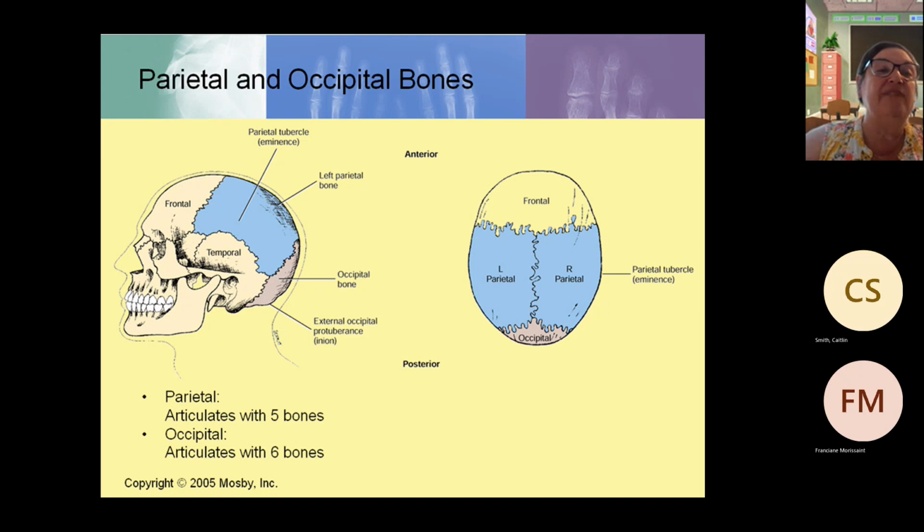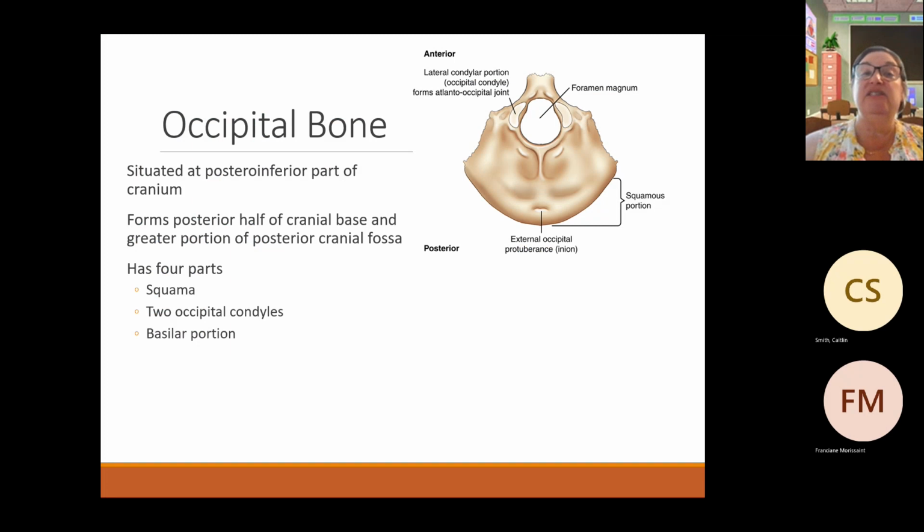And here we have an image of the parietal bones, which articulate with 5 bones, and the occipital bone, which is in the back of the head, that articulates with 6 bones. So the occipital bone is that bone that's the posterior and inferior part of the cranium. It forms the posterior half of the cranial base and the greater portion of the cranial fossa. It has 4 parts: the squama, the 2 occipital condyles, which are here and are going to articulate with C1, and the basilar portion, which is here.